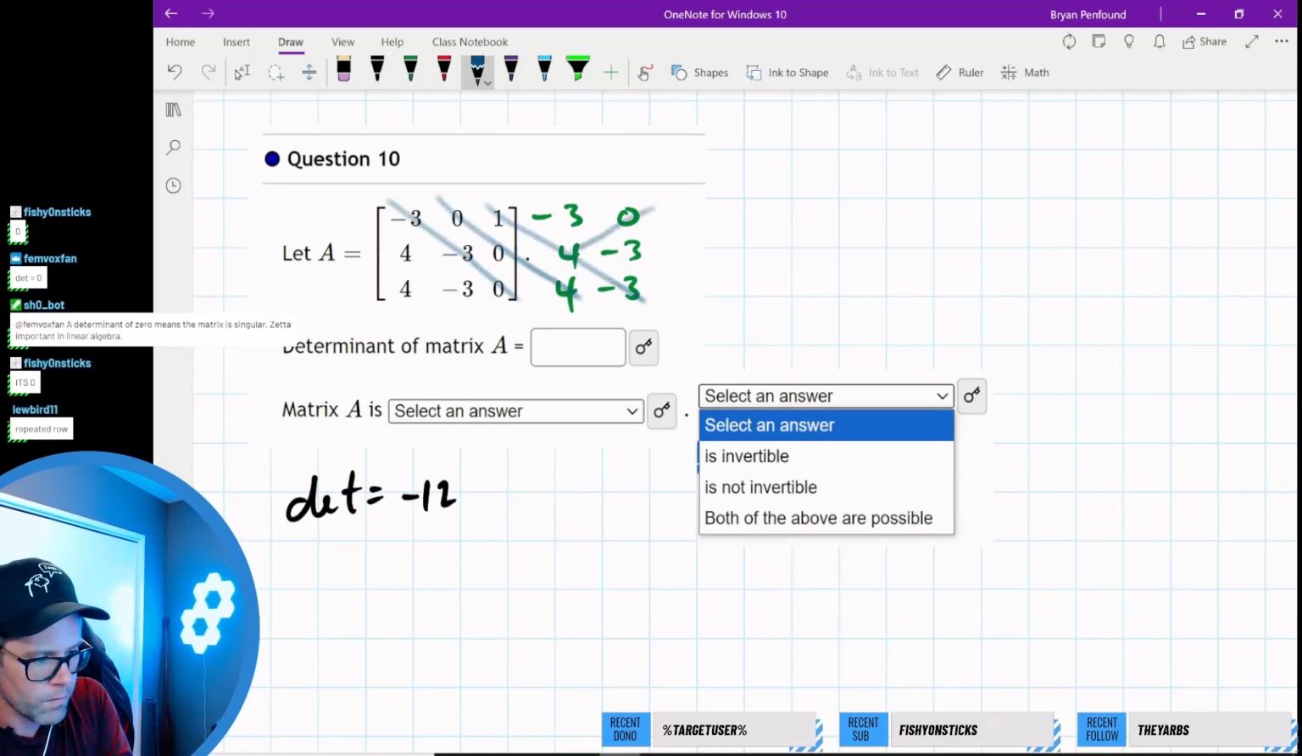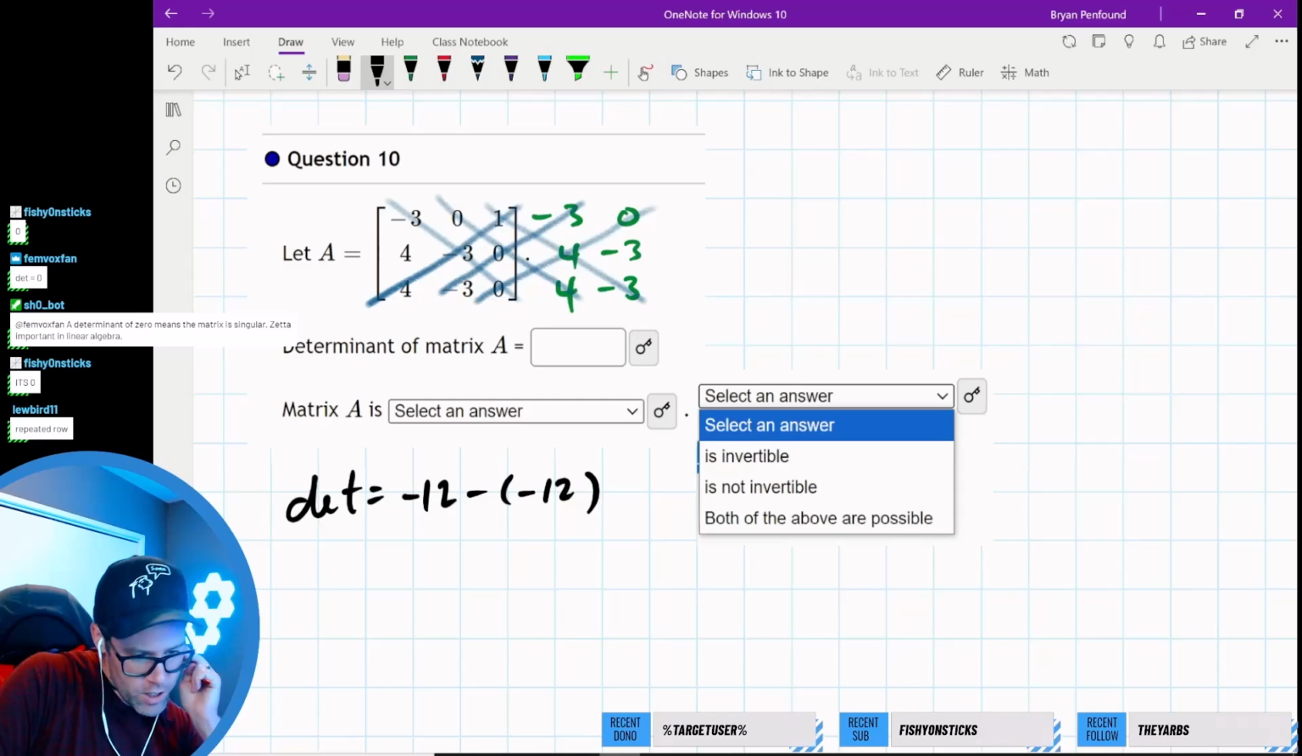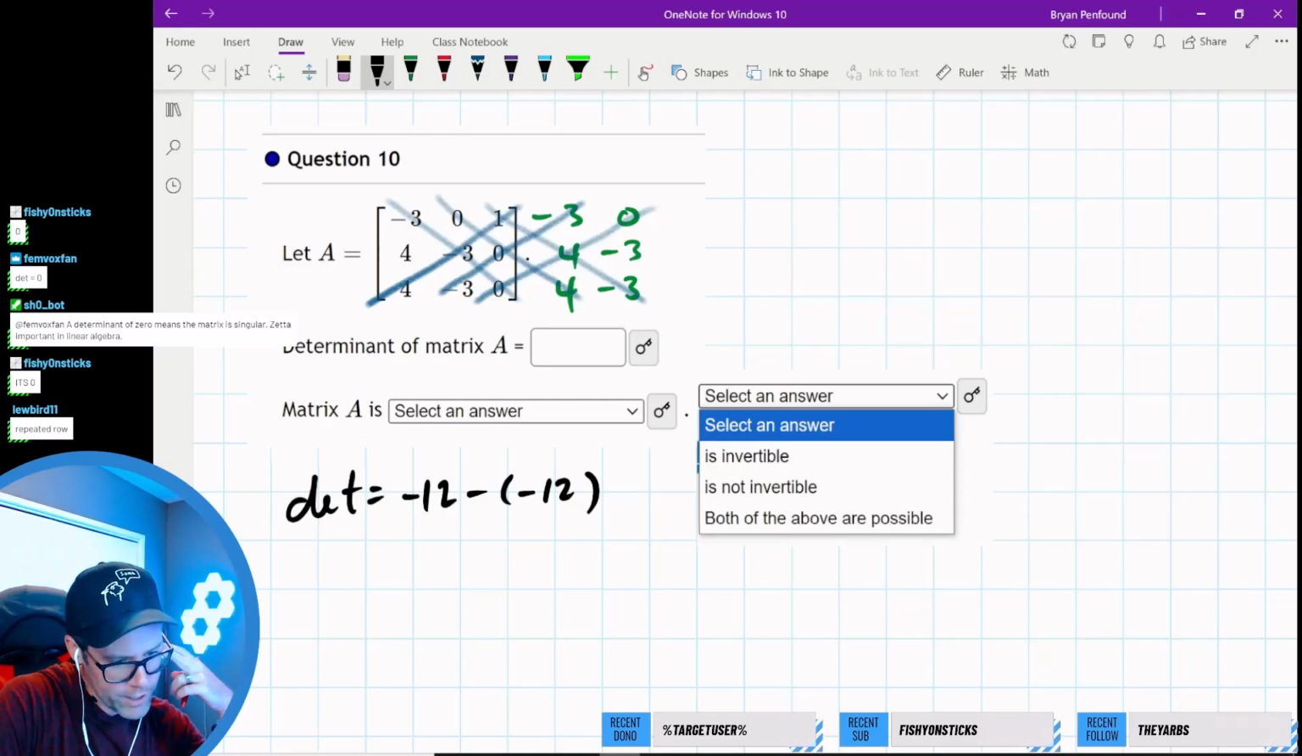A determinant of 0 means the matrix is singular. That's important in linear algebra. And that's going to be subtraction of 12. Subtraction of -12, sorry. So I should get an addition of -12 and a subtraction of -12.